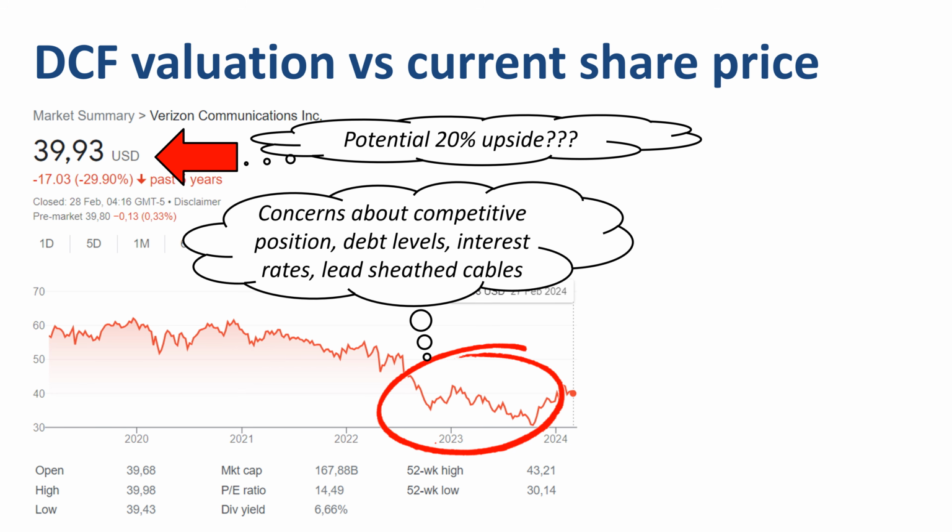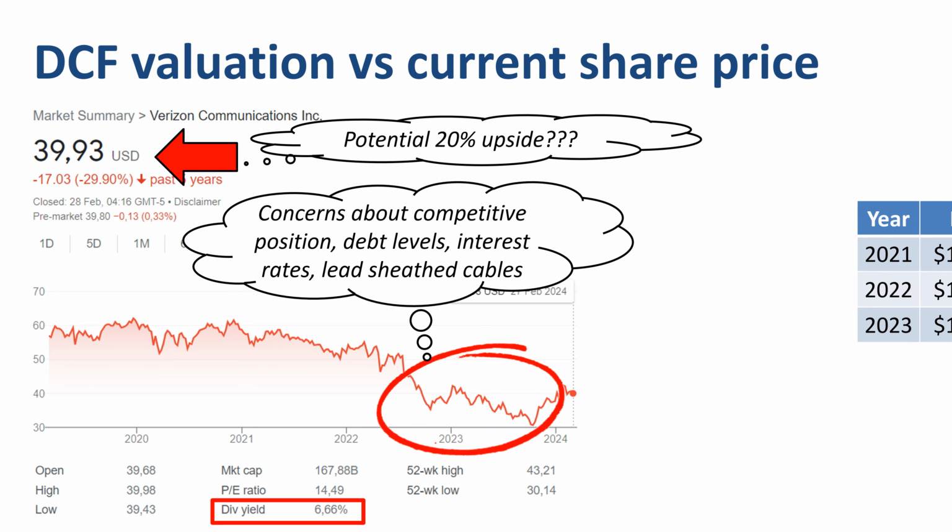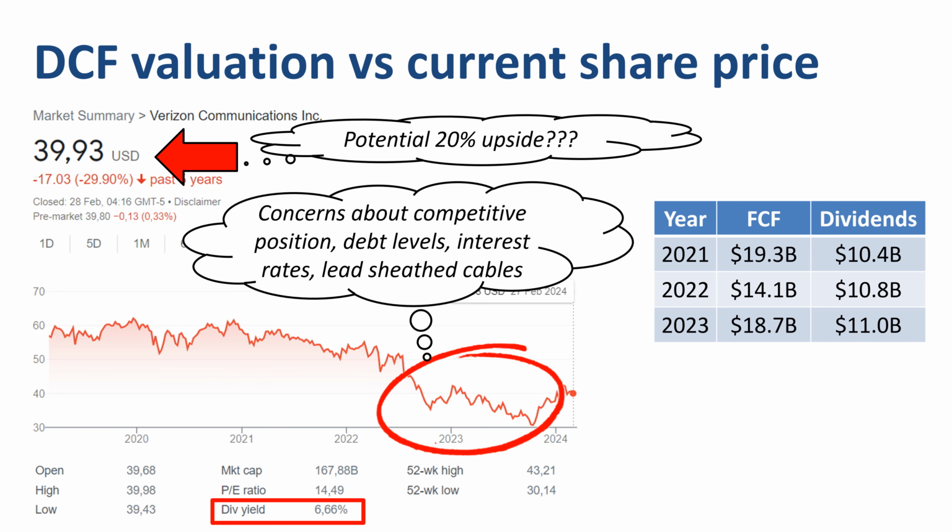An important data point here is the dividend yield of 6.7% at the bottom. This could be a very important factor in the decision-making of investors, who might actually ignore DCF analysis altogether and solely focus on dividend yield. The question here is, does the company generate enough free cash flow to be able to afford a total dividend payout that has grown to $11 billion in 2023 and use the remainder of the free cash flow for debt reduction? For my part, as a buy and hold shareholder of Verizon, the answer to that is an optimistic yes.